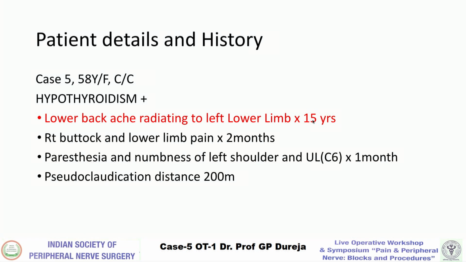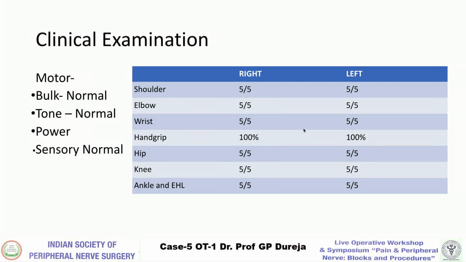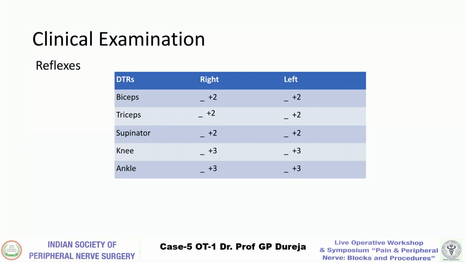Currently she also has right buttock pain with radiation to the lower limb, and she also has upper limb symptoms, mainly towards the left side. But she is debilitated by her left lower limb symptoms, so we will be addressing that today. Otherwise, her examination is within normal limits. Reflexes, hyperreflexia is there in the knee and ankle.